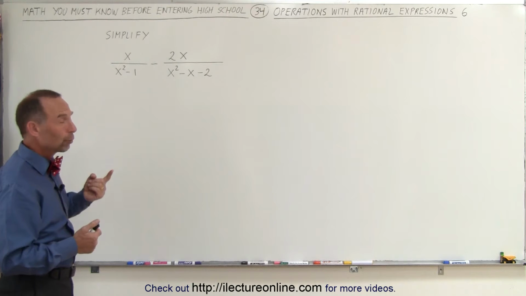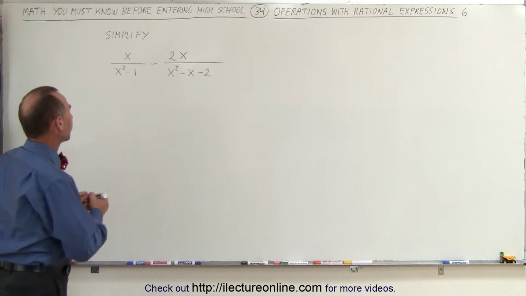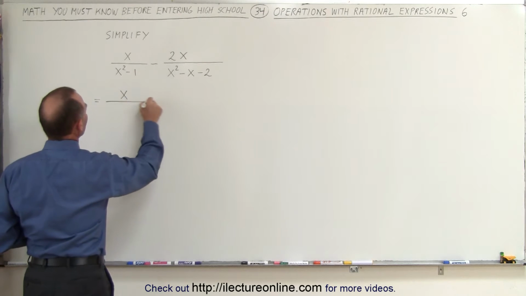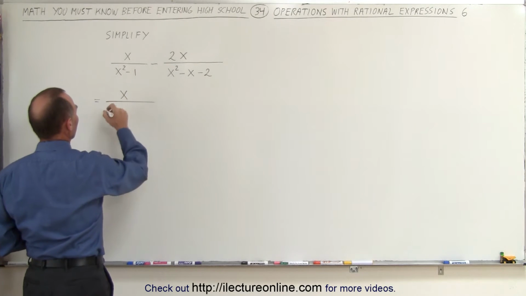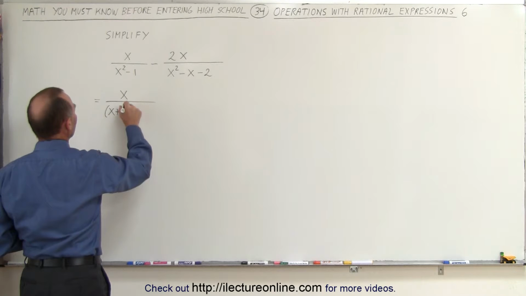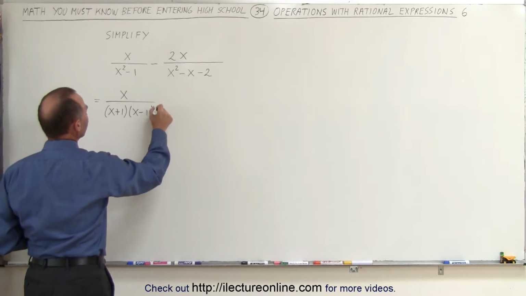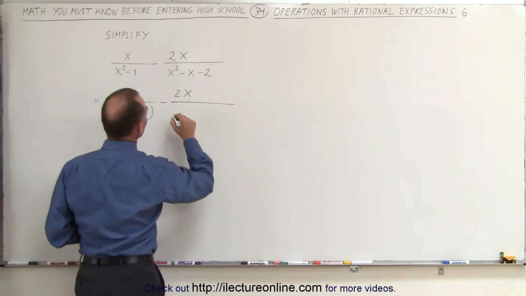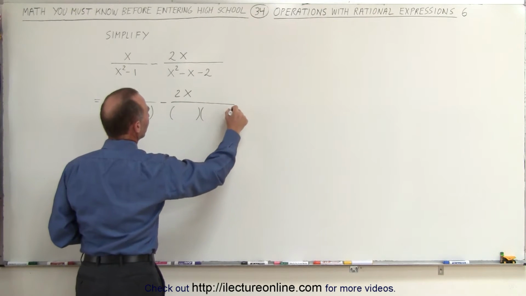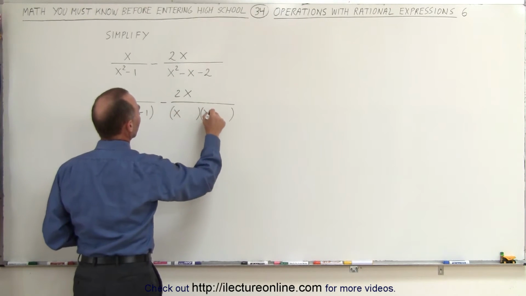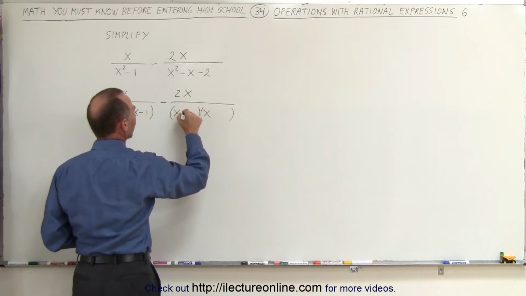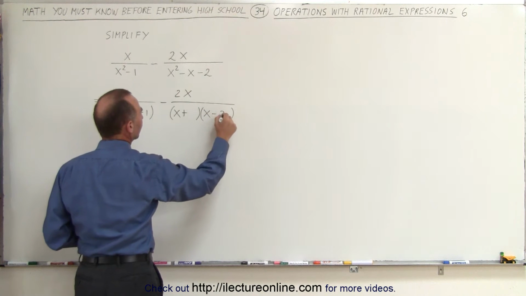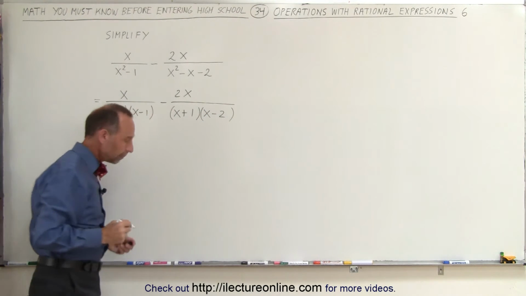To do that, we're first going to factor both denominators. So we're going to rewrite this as follows. This becomes equal to x divided by, this is the difference of squares, so we can write this as x plus 1 times x minus 1, minus 2x, and when we factor this denominator, we're going to again get two binomials. We have an x and an x. Since this is a negative, this is a plus and a minus. The largest of the two must be the negative, so a negative 2 and a plus 1.